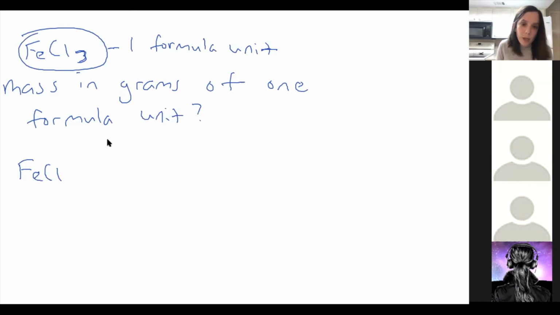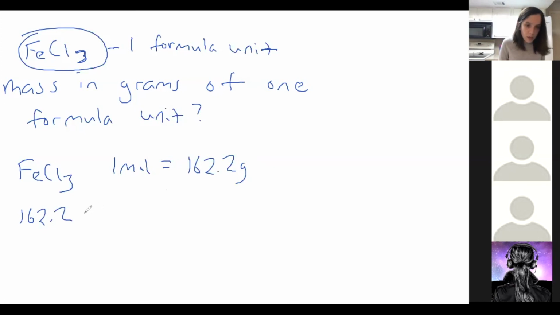Well, remember that we found the molar mass of FeCl3. The molar mass says that in 1 mole, you have 162.2 grams. So that's our conversion, and we would need to use that to convert to grams of one formula unit. So we have 162 grams of FeCl3 for every 1 mole.